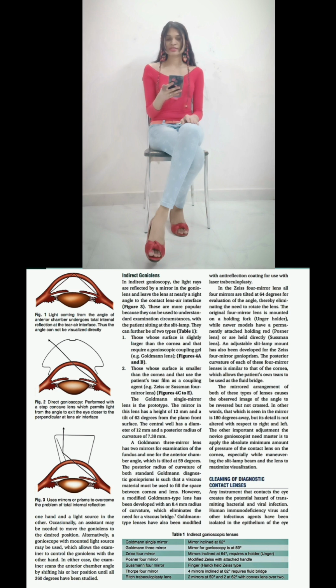Indirect gonio lens. In indirect gonioscopy, the light rays are reflected by a mirror in the gonio lens and leave the lens at nearly a right angle to the contact lens-air interface. These are more popular because they can be used under routine examination circumstances with the patient sitting at the slit lamp.